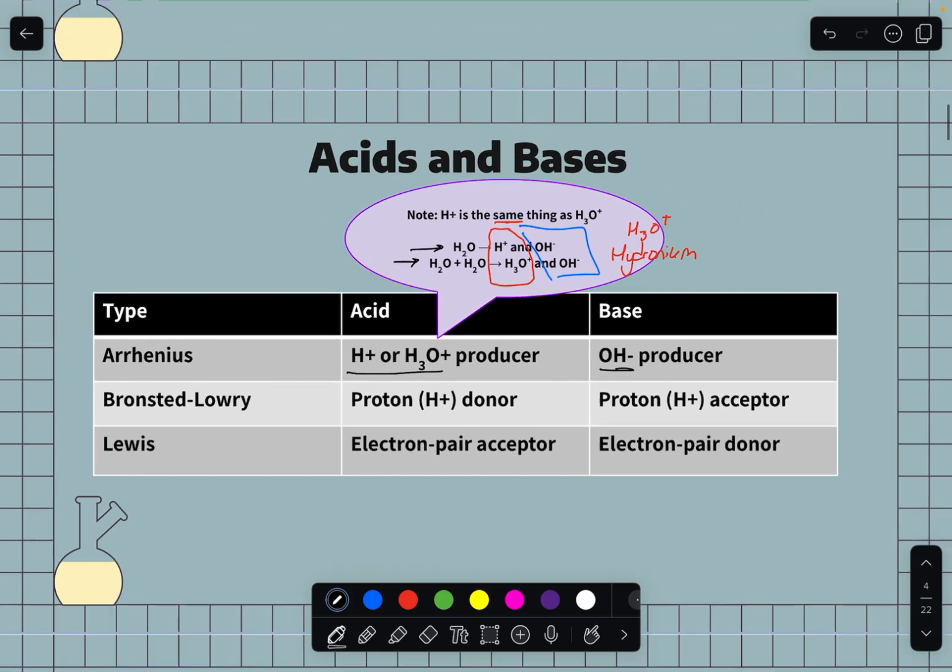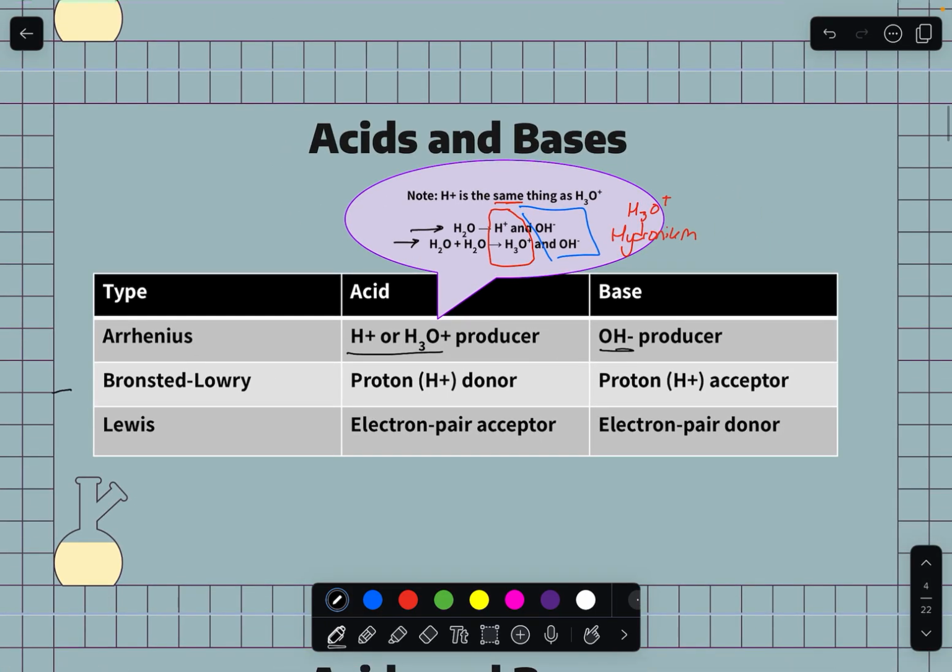Okay. Our second definition is for Bronsted-Lowry acid and base. The Bronsted-Lowry acid donates a proton, the H+. A Bronsted-Lowry base accepts that H+. And then for Lewis, a Lewis acid accepts electron pairs. A Lewis base donates electron pairs.